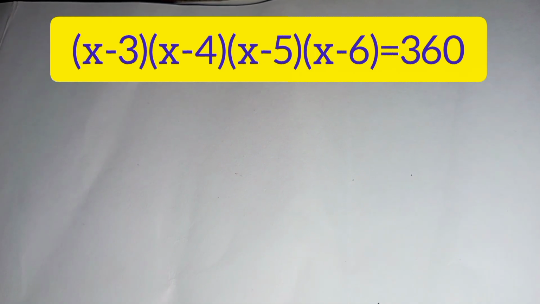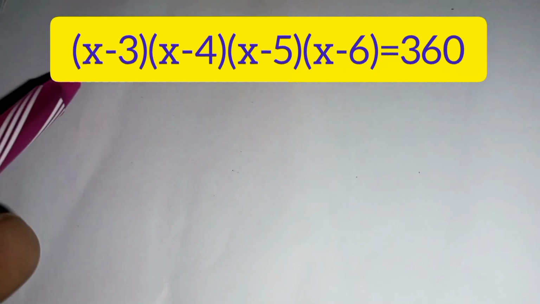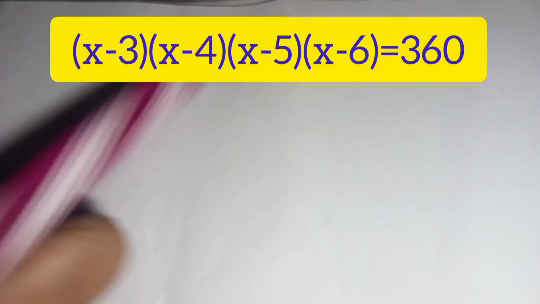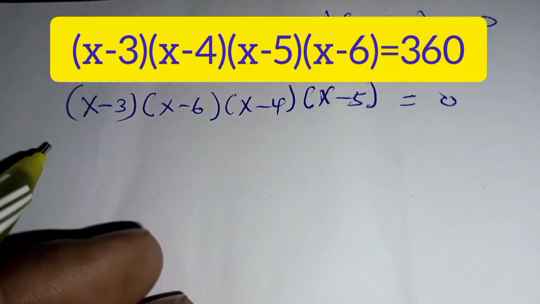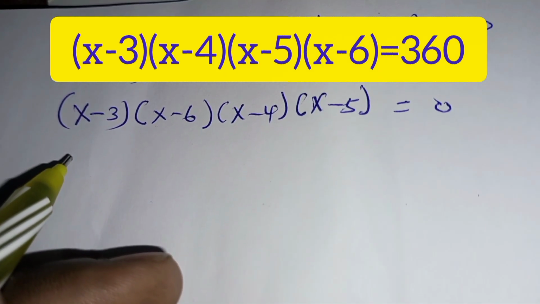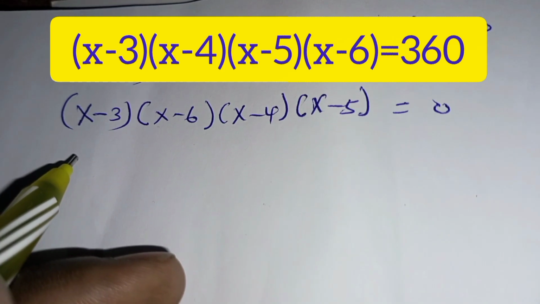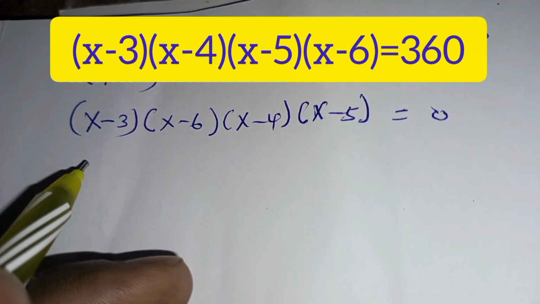You are given the product of brackets. So what is the value of x? To begin with, we group the term with x minus 3 and the term with x minus 6. This is what we have.